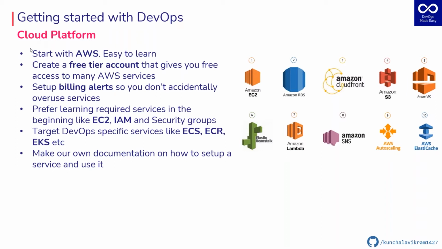They start with AWS because AWS is relatively easy. I find the graphical user interface, the AWS console, very easy to navigate. The first thing is to create a free tier account, which gives you free access to many AWS services. It is also suggested you set up billing alerts so you don't accidentally overuse paid services, because sometimes when setting up tools like Jenkins or SonarQube, you might need instances of higher configuration. Those are not free and won't come under the free tier account.